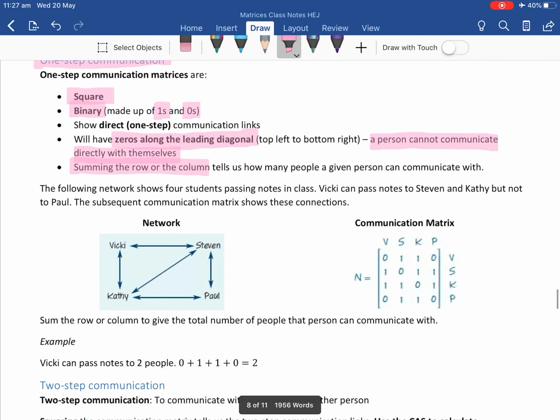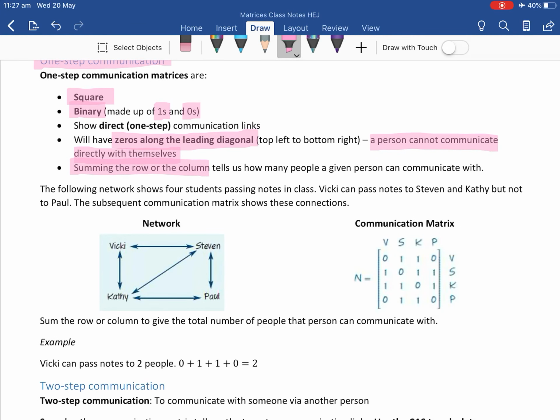So, looking at the following example, the following network shows 4 students passing notes in class. That's the network, from chapter 9. Vicky can pass notes to Stephen and Kathy, but not to Paul. So from this network, you can come up with this communication matrix. Like it said above, Vicky can't pass notes to Vicky. You can't talk to yourself, so that's why there's a 0, and why there are zeros all along here, because they don't pass notes to themselves.